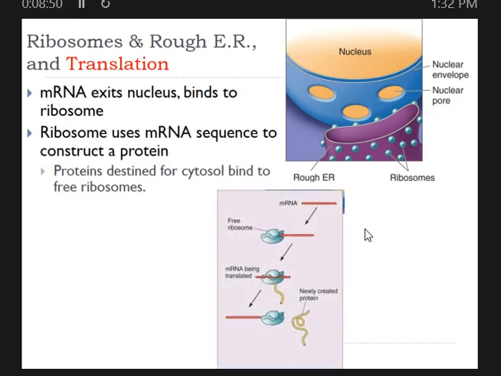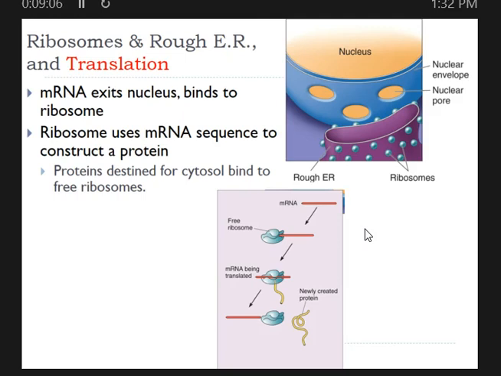Some ribosomes can just be freely floating around, but oftentimes the ribosome will bind onto a messenger RNA transcript and then dock with the rough endoplasmic reticulum, and that's the site at which this step of translation will occur.